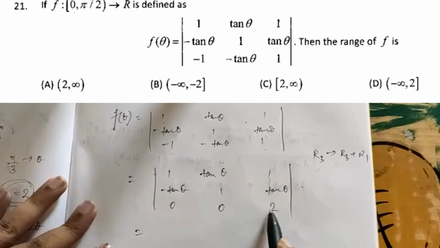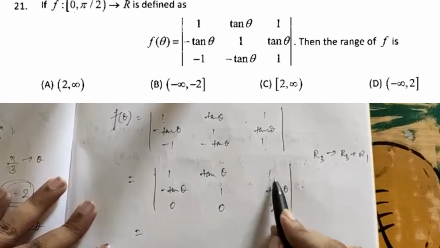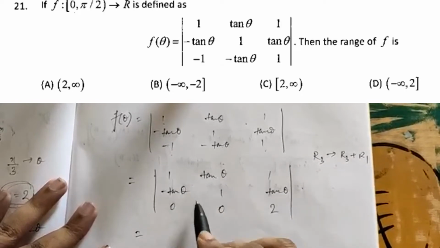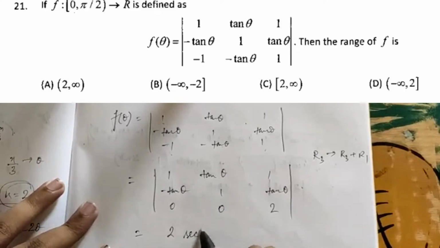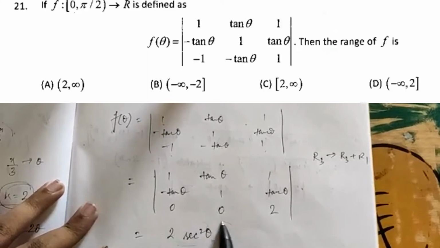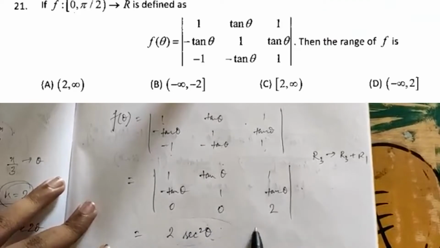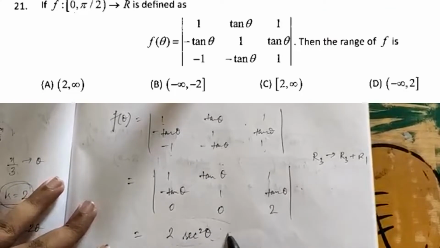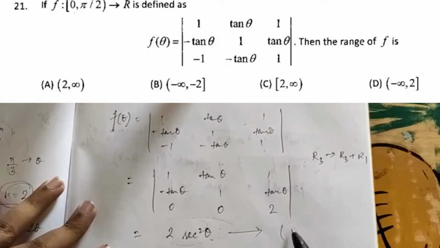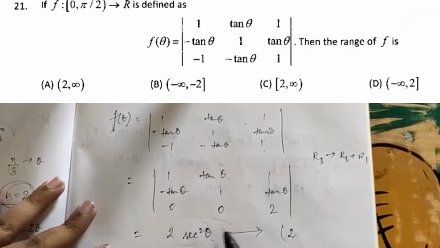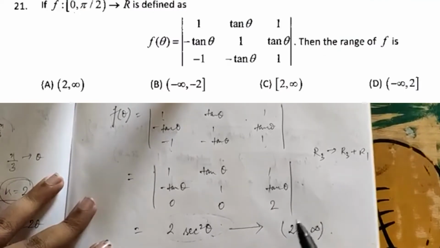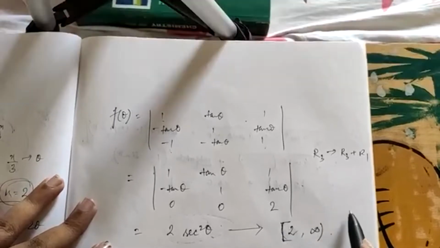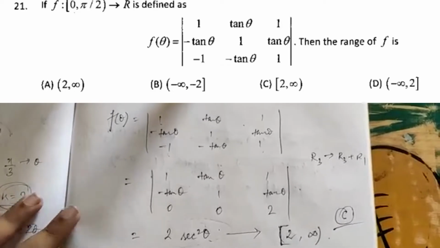Eliminating, I get 2 into (1 minus 1 plus tan square θ), that means 2 sec square θ. The range of 2 sec square θ, everybody knows, will lie from 2, since it's squared it can't be negative. So the range will be the closed interval 2 to plus infinity. Option C will be the correct one.